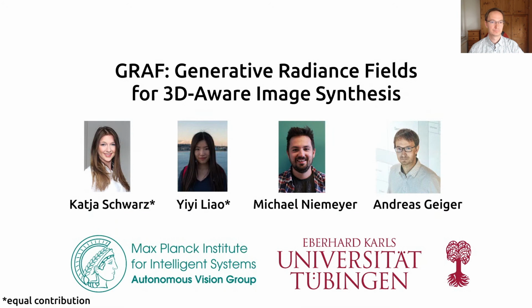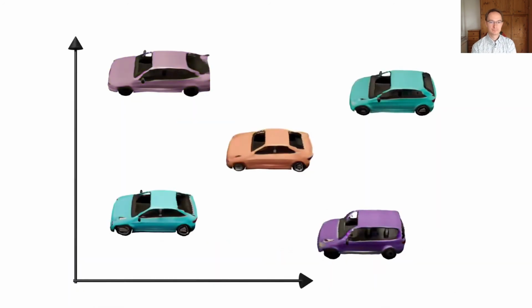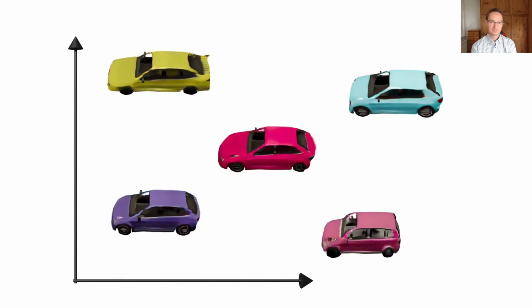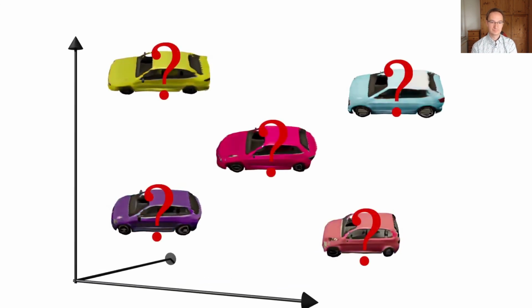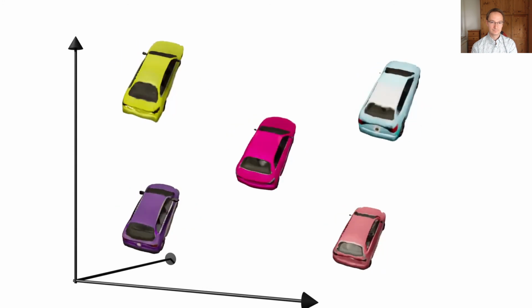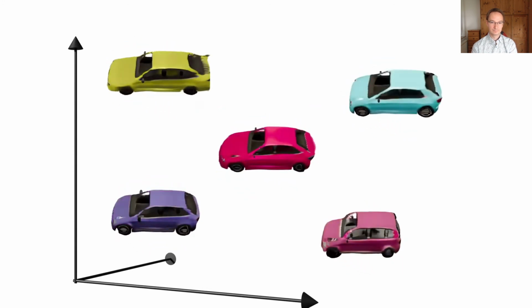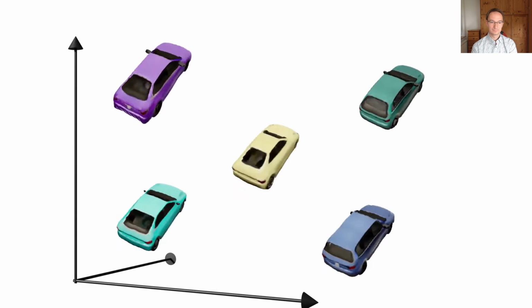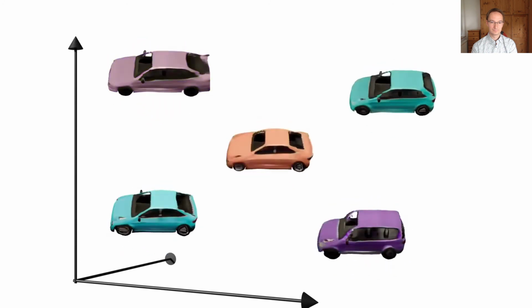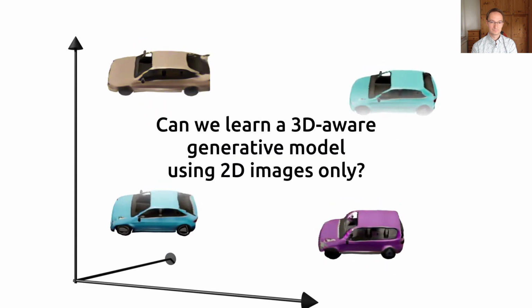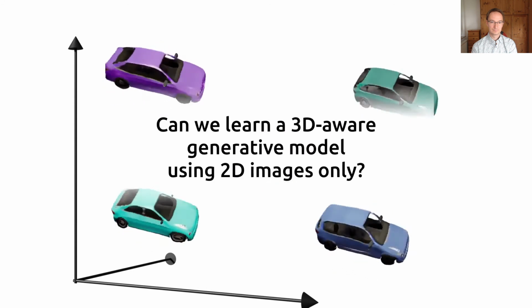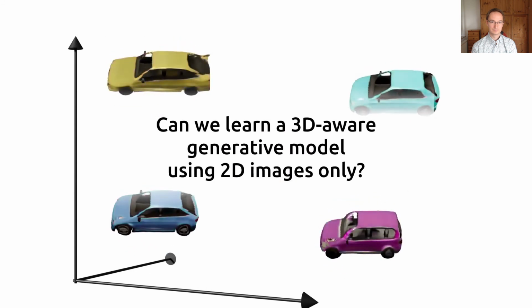Hi, I'm Katja from Tübingen University, and I will talk about 3D-aware image synthesis with generative radiance fields. This is joint work with Yiyi Liao, Michael Niemeyer, and Andreas Geiger. While generic GANs can synthesize high-resolution images, they cannot model 3D properties like viewpoint changes explicitly. But we want this. We want to make generative models 3D aware. But 3D supervision is difficult to obtain for real-world data, so the question is, can we learn a 3D aware generative model using unposed 2D images only?